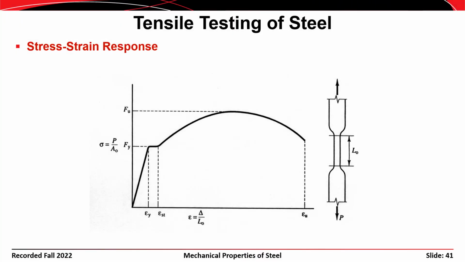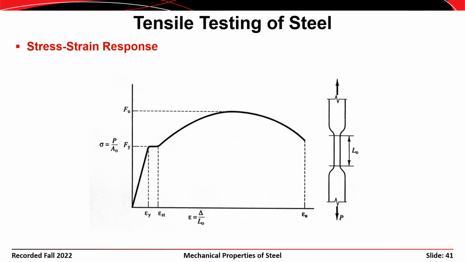This is a typical stress strain curve. I can't remember which textbook I got this out of. I don't know if it was out of an earlier version of Segui. I scanned it in. You can kind of see the gray around the edge. Or it might be out of Salmon and Johnson, but it shows the general characteristic of a stress strain curve.